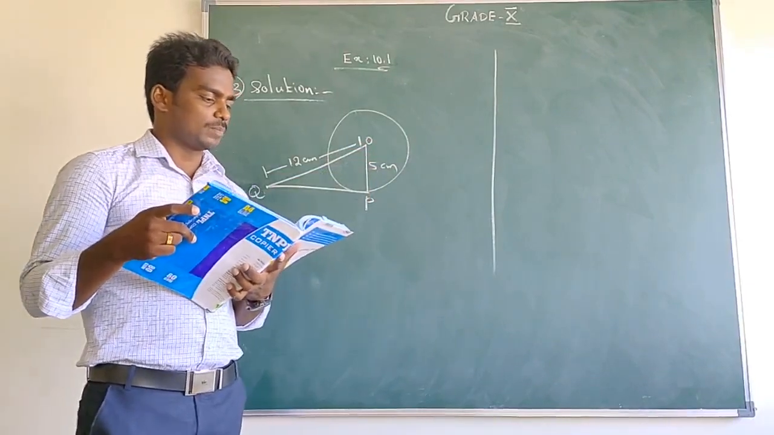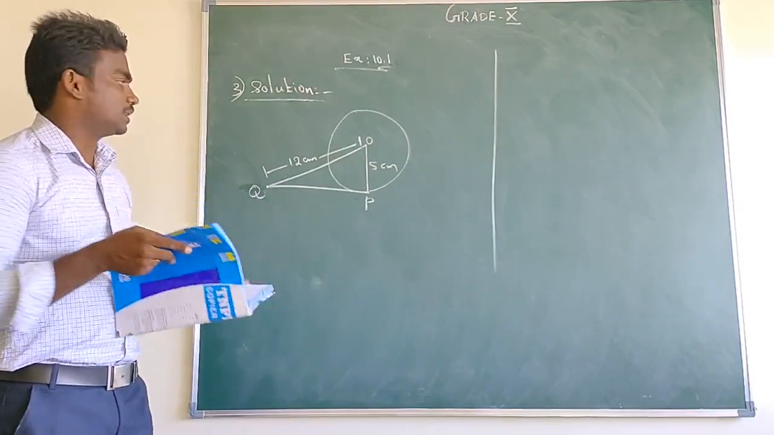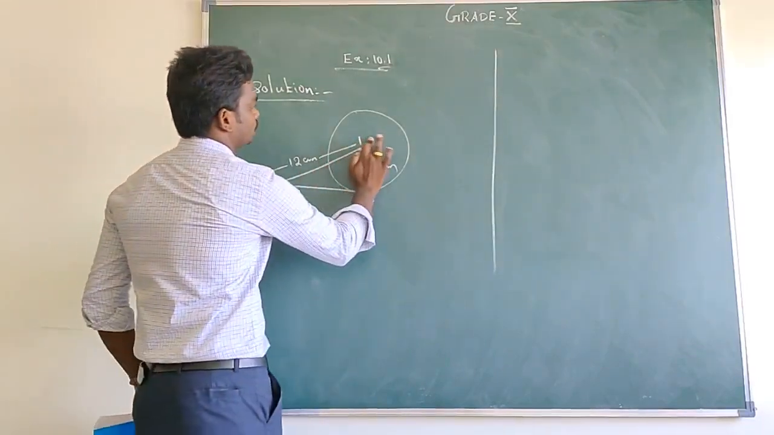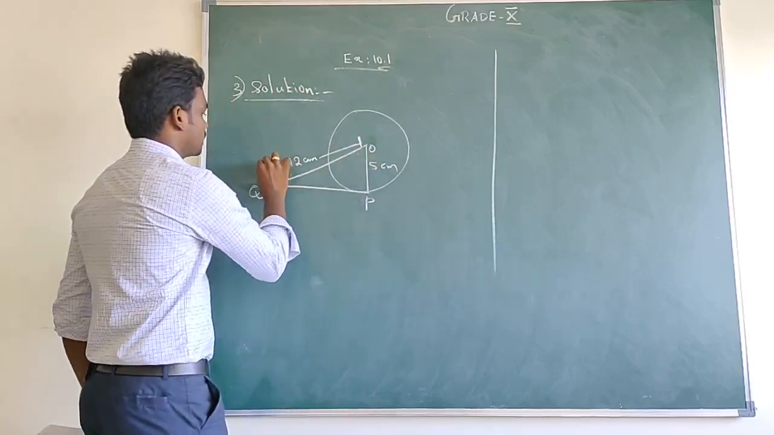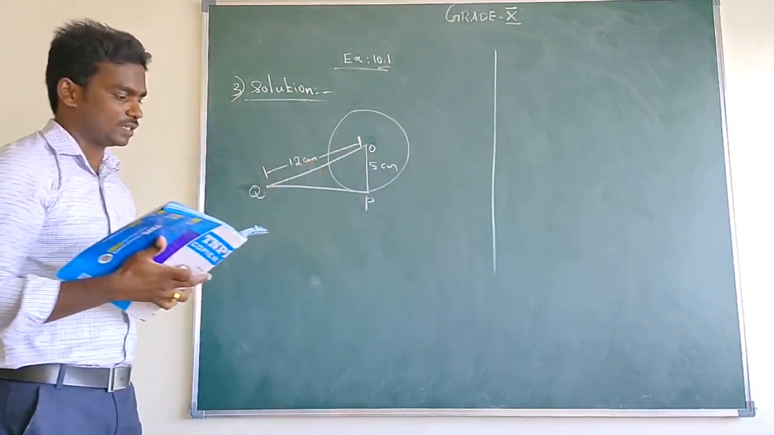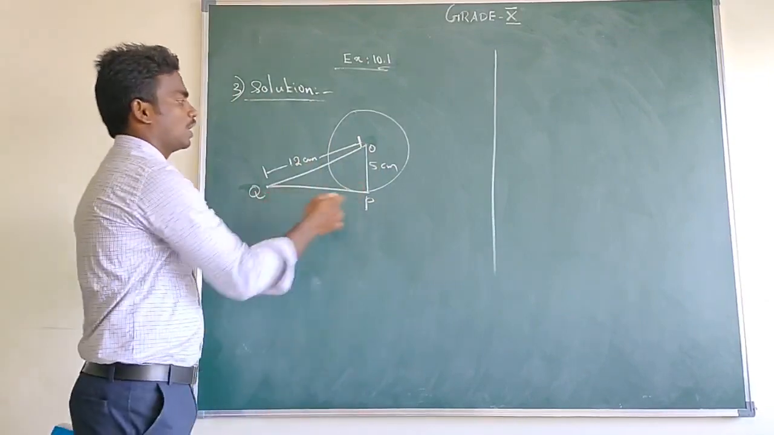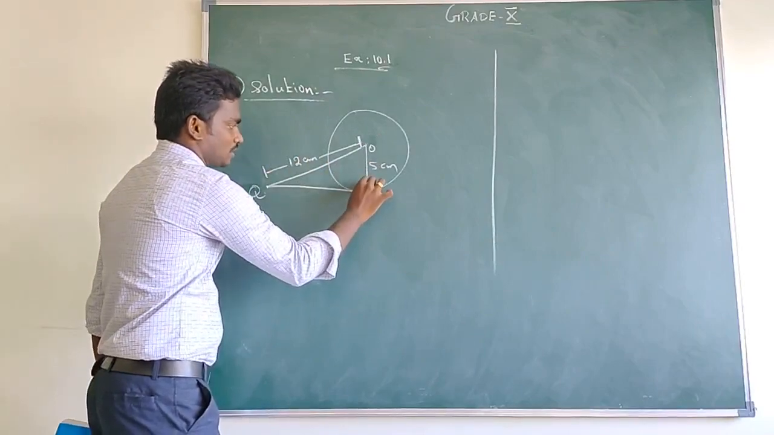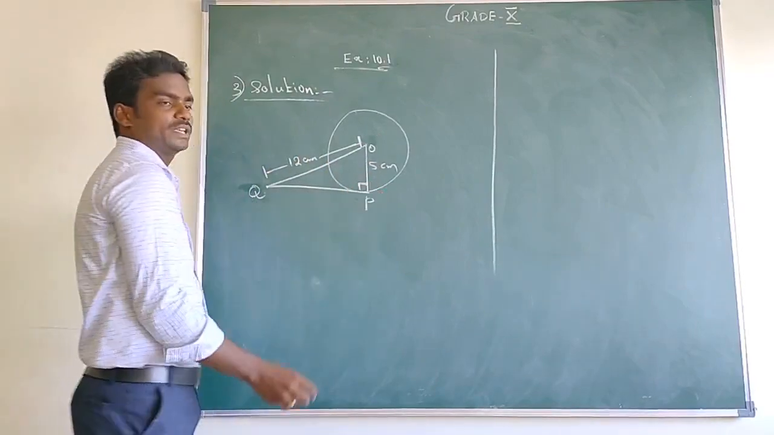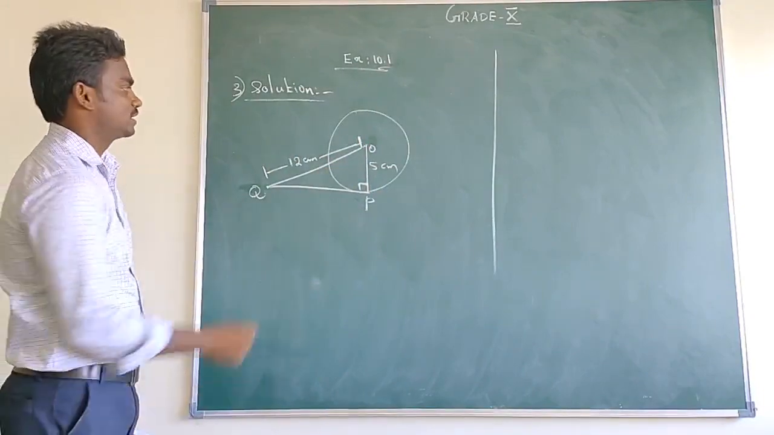A tangent PQ at a point P meets a line through the point O at a point Q so that OQ is equal to 12 cm. So the distance between O and Q is 12 cm, as given. You want to find the length PQ. How to find the length PQ? Consider this point as the perpendicular, because the tangent and the radius are perpendicular. We know this from the result of the tangent.